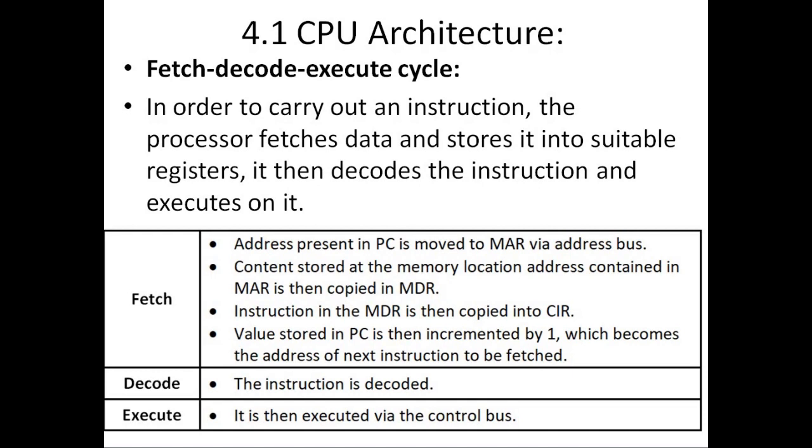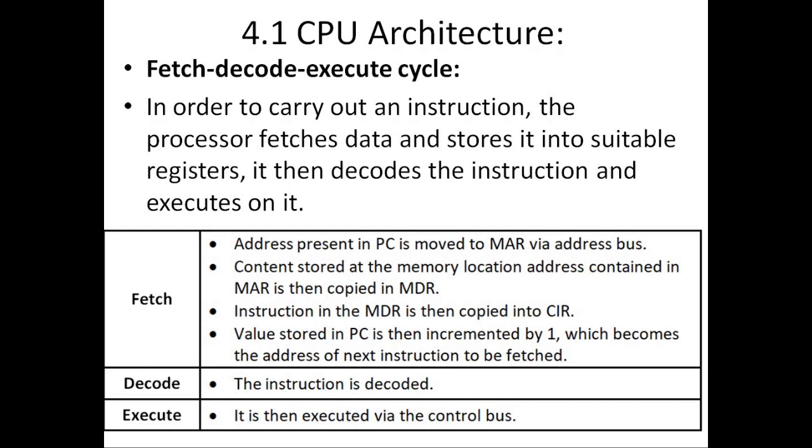You would remember the steps of the fetch, decode, execute cycle from your O levels, and the steps are absolutely the same over here as well. The address present in PC is moved to MAR through the address bus. Content stored at the memory location, or the memory address, contained in MAR is then copied into MDR through the data bus. The instruction in the MDR is then copied into CIR, the current instruction register.